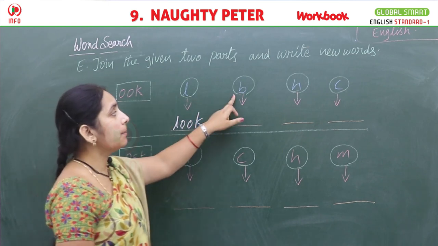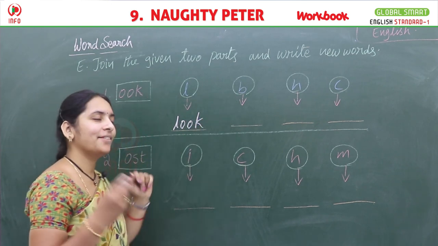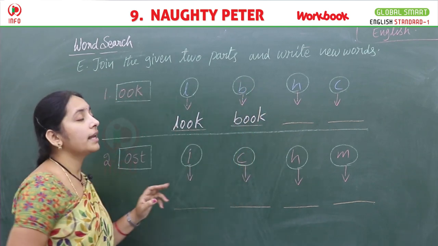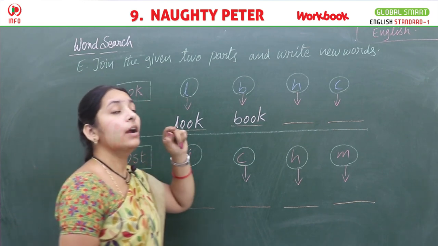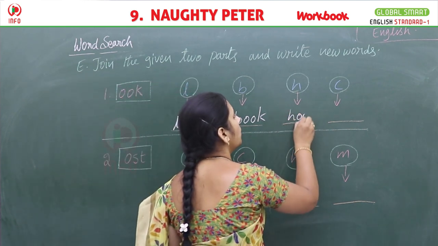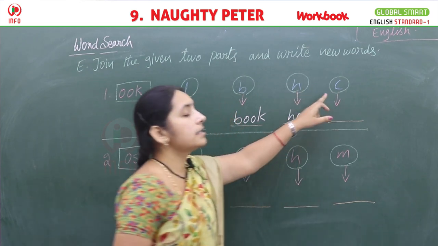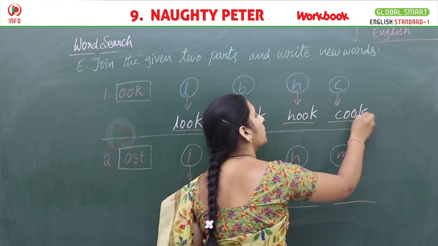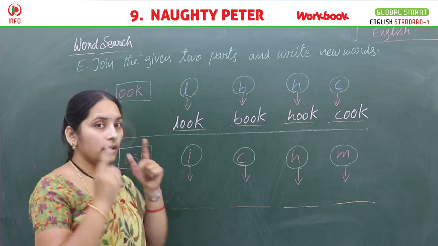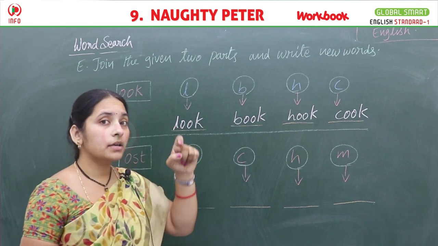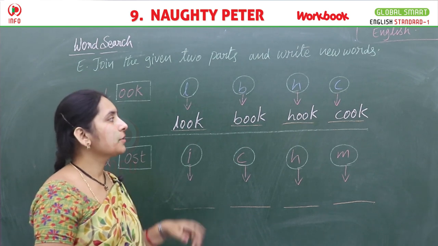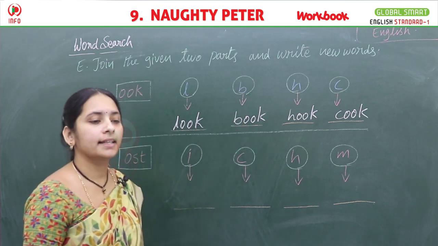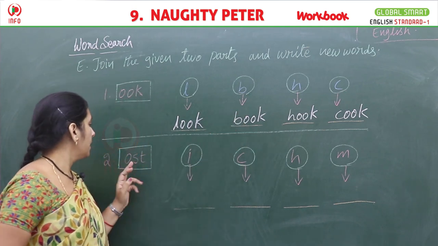Next, tell me: B-O-O-K, very good, book. And the next one, H-O-O-K, hook. And C-O-O-K, cook. So look, book, hook, and cook. Right? By adding this part to this, we get new words.